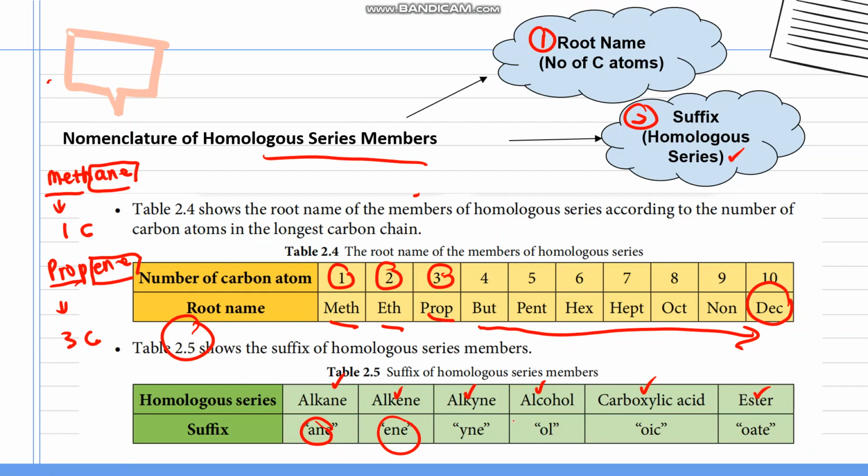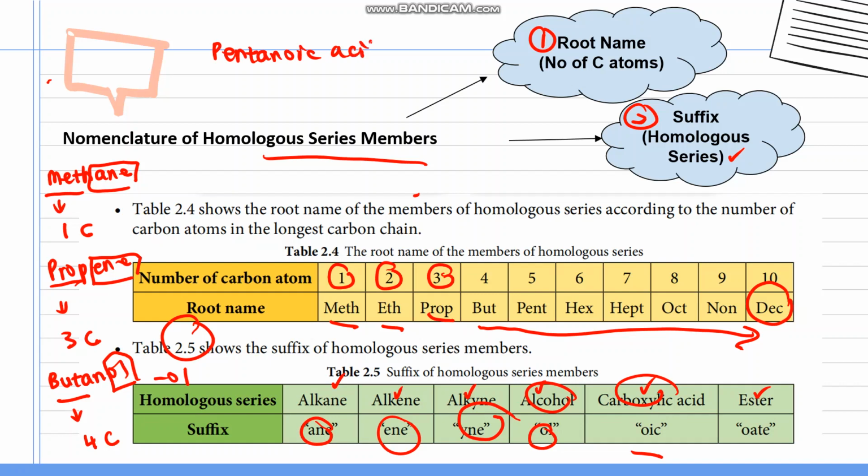Next, for alkyne, the suffix is YNE, and for alcohol, the suffix is OL. One example is butanol. Based on the suffix OL, it means that the homologous series is alcohol, and BUT indicates that the alcohol has 4 carbon atoms. Then for carboxylic acid, the suffix is OIC. One example is pentanoic acid.